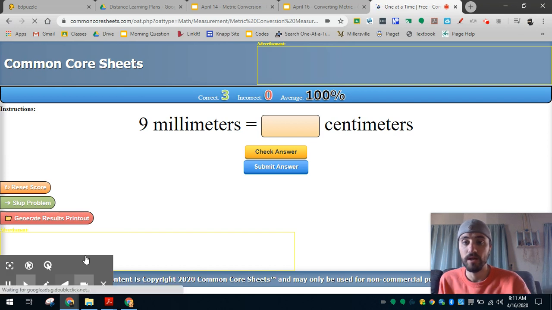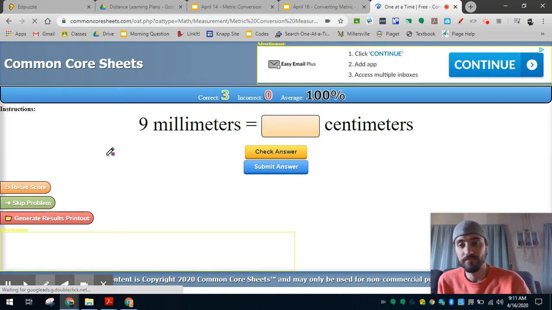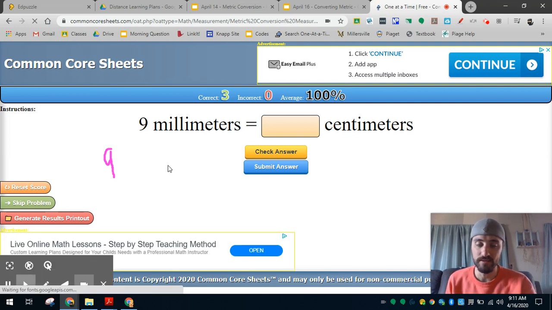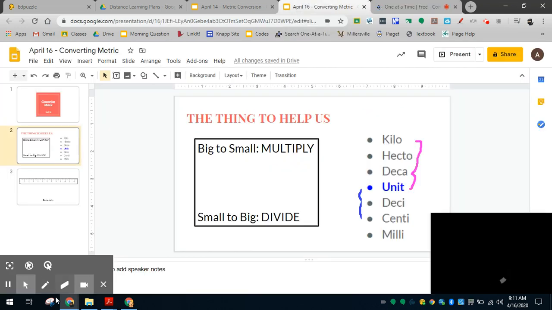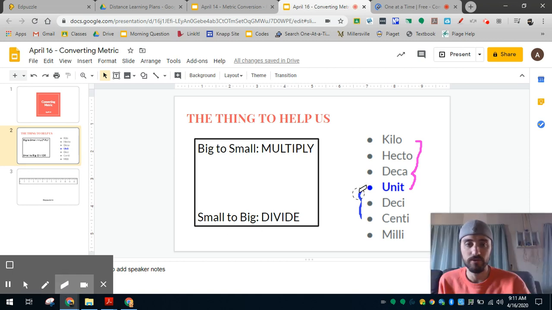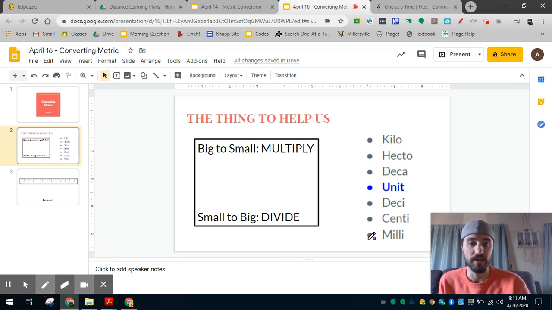Okay, so I'm going 9 millimeters to centimeters. I'm going to do the same thing. I'm starting with 9 of something, and I'm going from milli to centi. So let me check my sheet over here. Milli to centi. Oh, that's a small thing to a bigger thing. Small to big, I'm going to divide.